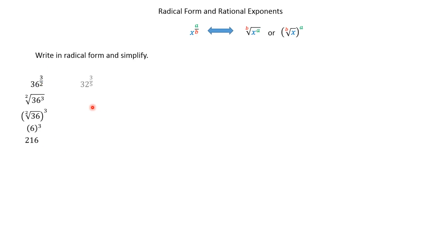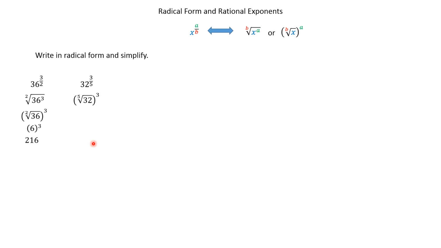Let's look at another one. 32 to the 3/5. Same idea. Let's just skip straight to this one, though. We're going to have 3 as the exponent, but now our index is going to be 5. So we have the 5th root of 32 cubed. Well, what to the 5th power equals 32? If you had to take a guess, no, it's not going to be 1. 1 to the 5th is still 1.